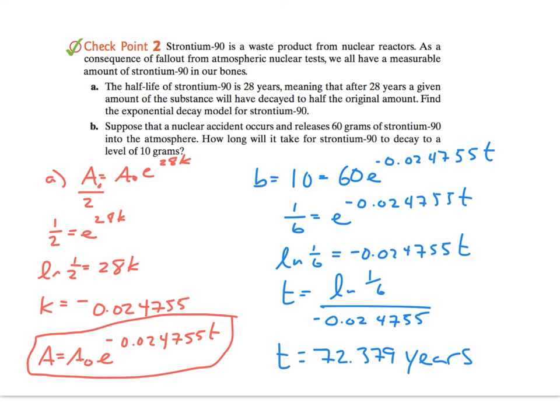For part B, we're going to take that model, and A naught is going to be 60 because that's the amount that was released into the atmosphere. And we want to know how long it's going to take to have 10 grams left. So 10 divided by 60 is 1/6. And then again, we use the same process to solve for T. When we do that, we get T is equal to 72.379 years.